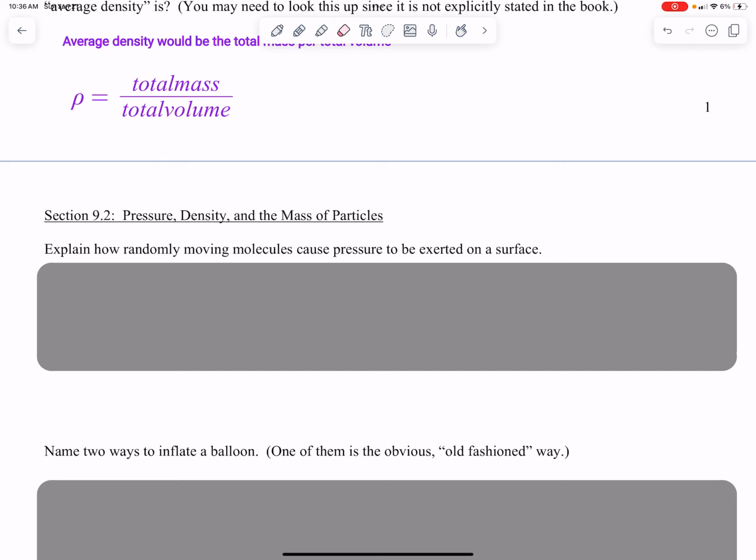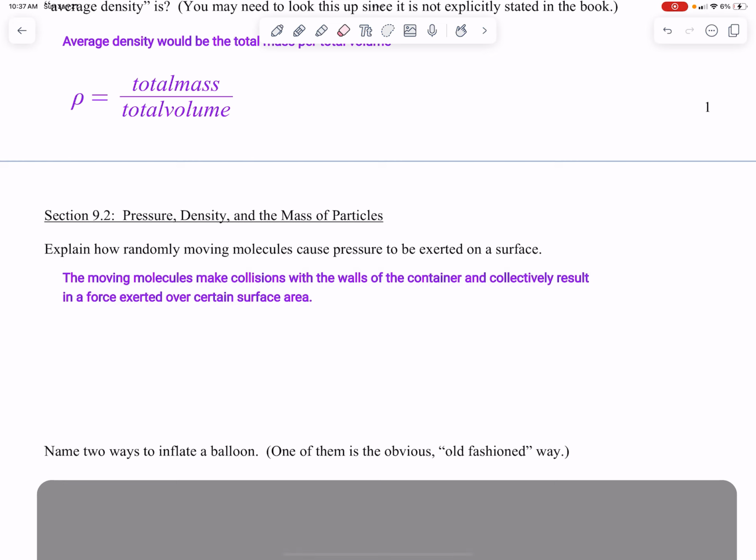Section 9.2, pressure, density, and the mass of particles. So in this particular one, you are asked to go back to Chapter 9, Section 2 in the Etkina College Physics textbook to get a handle on randomly moving particles and how that defines the concept of pressure, which we can then apply to fluids. So how can randomly moving molecules cause pressure to be exerted on a surface? Well, the moving molecules make collisions with the walls of the container and collectively result in a force exerted over a certain area. And force per unit area is defined as pressure.